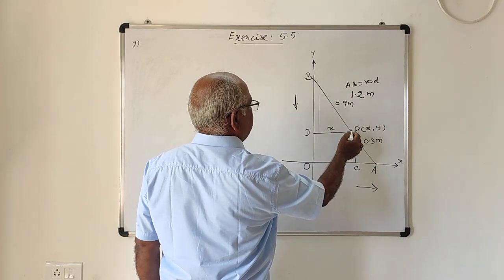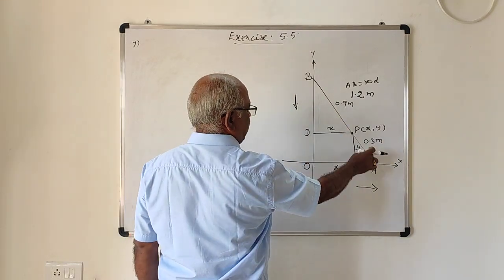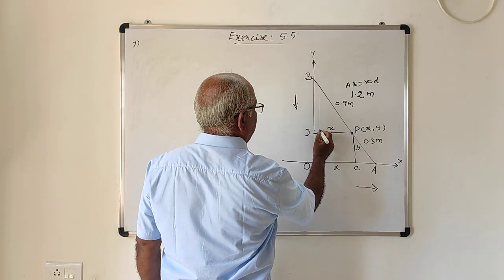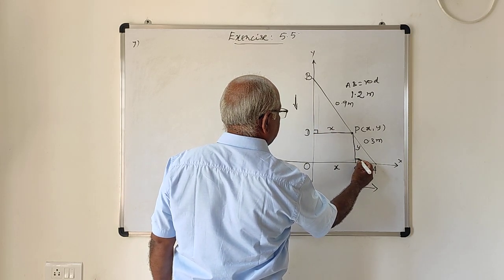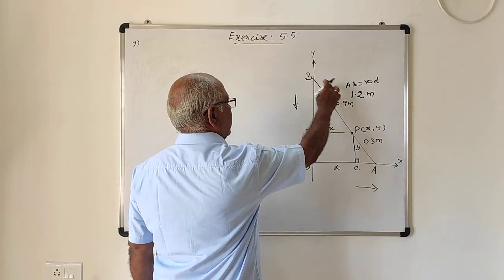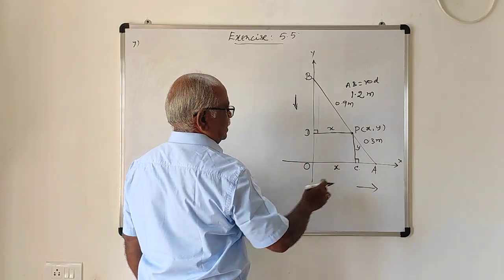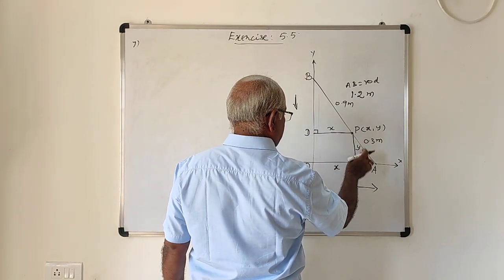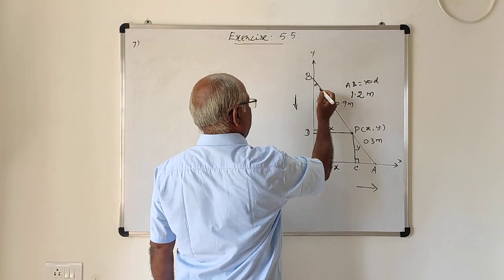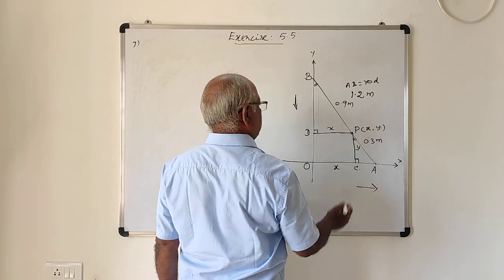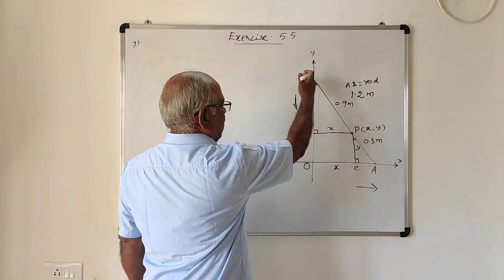Now we have two triangles, PBD and APC. Angle D in triangle PBD is a right angle. Similarly, in triangle APC, angle C is a right angle. And these two angles are equal: angle B and angle P are equal. Why? Because OB and PC are parallel lines.